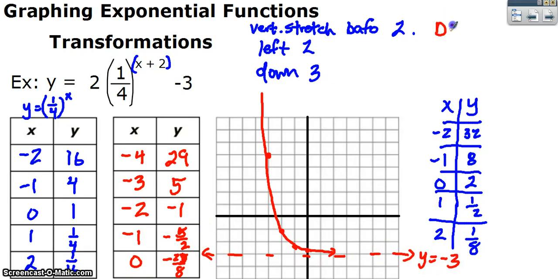If you're doing domain, it's still negative infinity to positive infinity. That's never going to change. Range is changed, however. It's normally 0 to infinity. Now it is -3 to infinity. And again, no square bracket because we're not actually touching -3. It just gets really close to it.